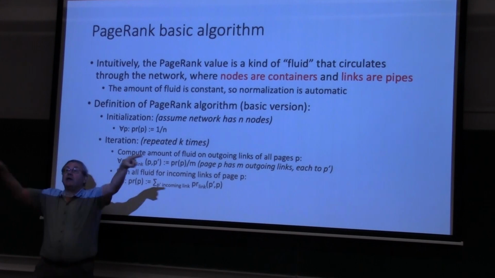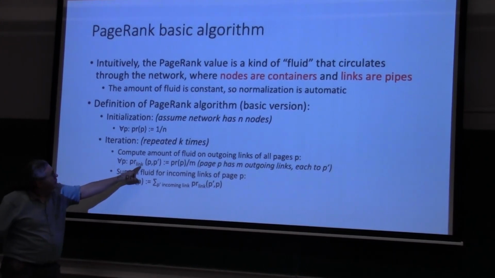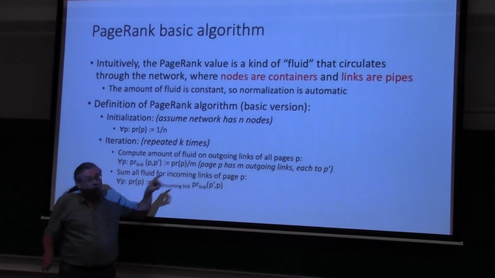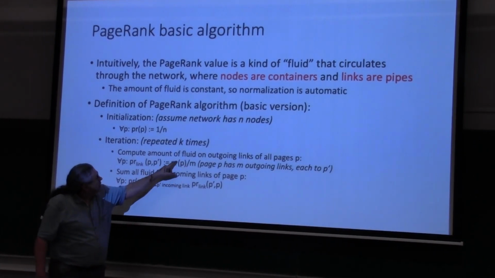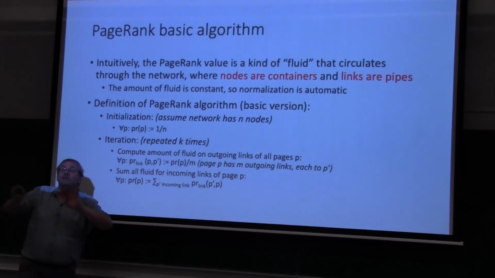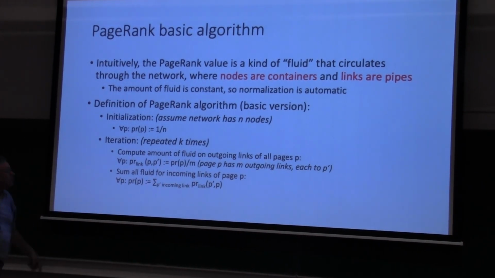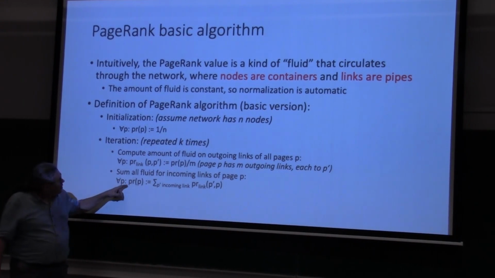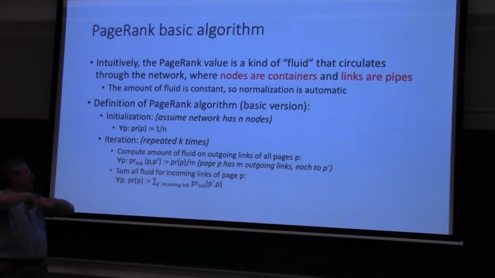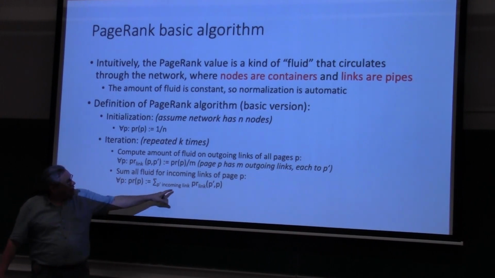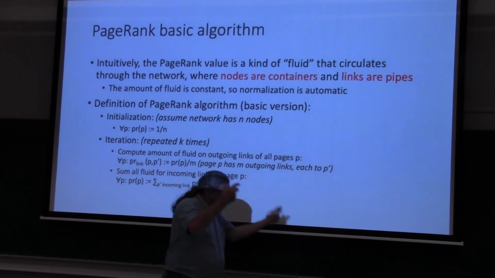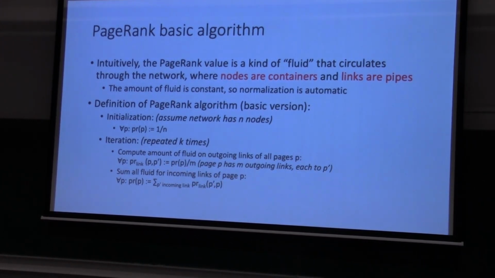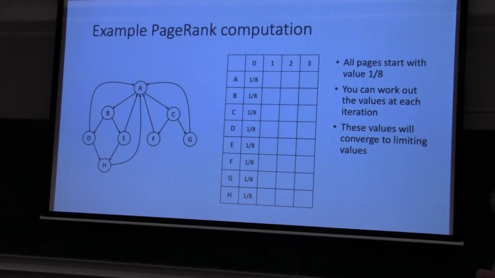So there's a link from P to P prime. Each page P has links going out. And if there's n links going out, maybe there's only 3 links going out, each link will get 1/3 of the fluid. So the fluid is divided between outgoing links. And then in the next step, you look at the links coming in, and for each incoming link, you take the fluid. So you see the fluid circulates like that. And eventually, it converges.